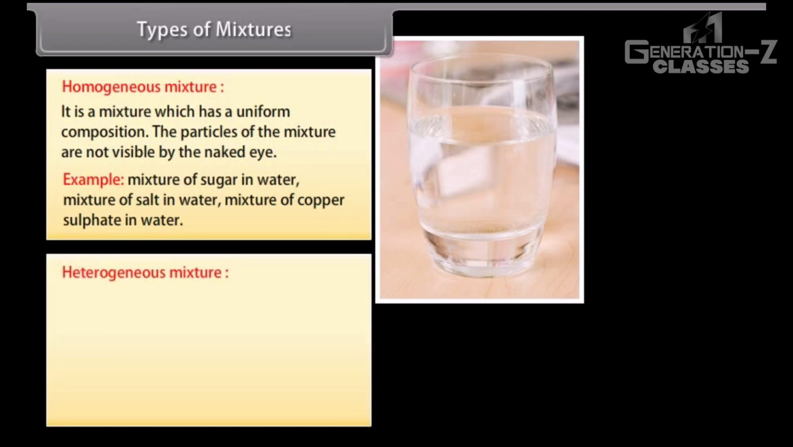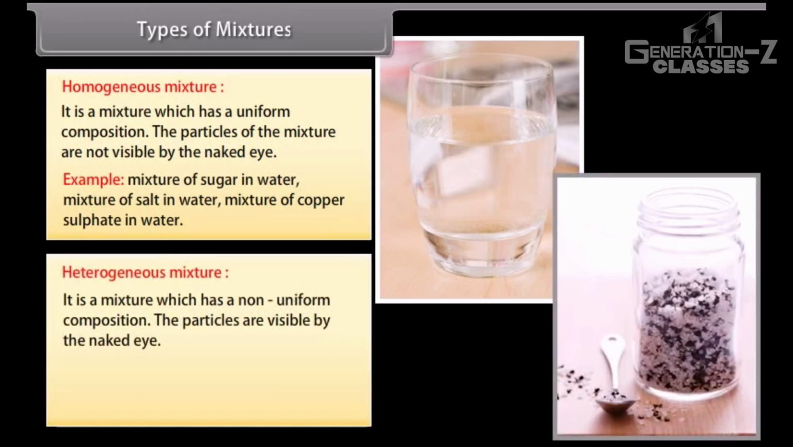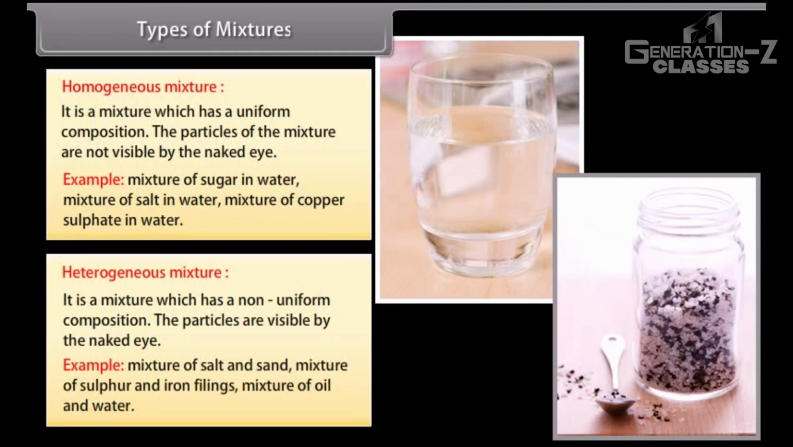A heterogeneous mixture is a mixture which has a non-uniform composition. The particles are visible by the naked eye. Example, mixture of salt and sand, mixture of sulfur and iron filings, mixture of oil and water.